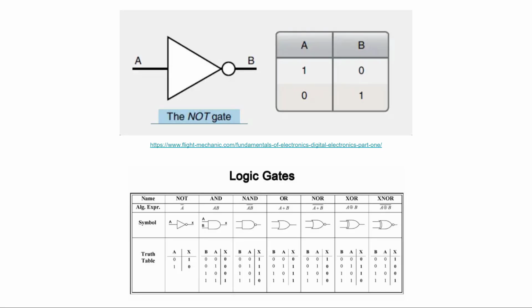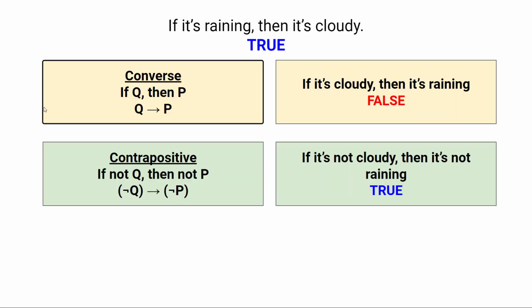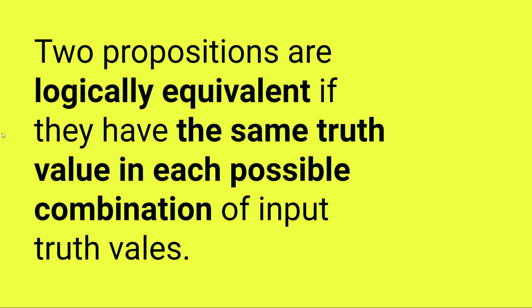This came up in the last video when we noticed that a conditional statement and its converse can sometimes have opposite truth values, while the statement and its contrapositive appear to be the same. We say that two propositions are logically equivalent if they have the same final truth value in each possible combination of truth values of the simple atomic statements that make them up. This means essentially that the two statements are logically the same, even though they may be phrased differently.